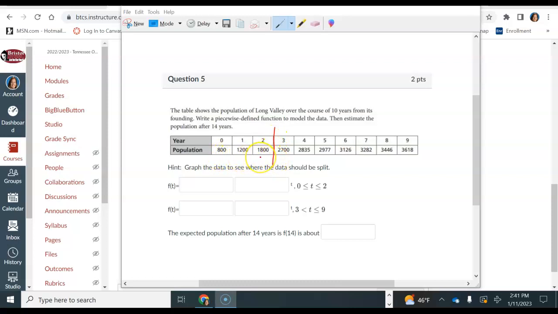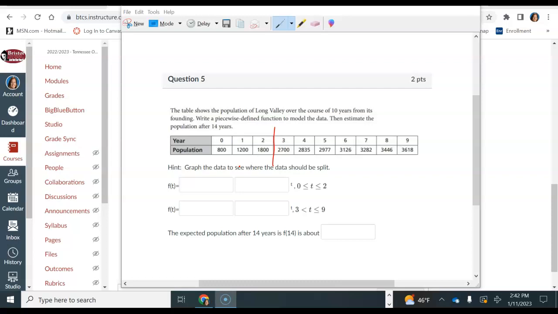going to come from these first three ordered pairs, and your second function is going to come from 3 to greater than or equal to 9. So you're going to use this next set of points to create this function. So the easiest way to do that, if you remember, you can go back to the other videos and watch, take the points, put them in your list in your calculator, and then do a regression on it.